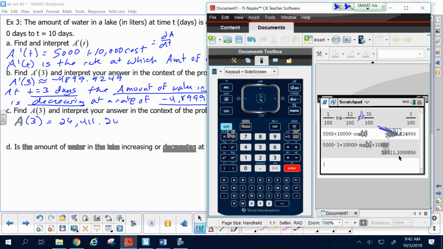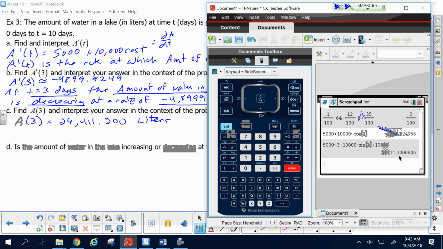Okay, so record A of 3, 26,411.200. What are the units on that number? Liters. Now, is this a rate or what is A? Use the guide. The amount of water in the lake at time t is. So is it liters, days, liters per day? What? Liters. It's just in liters. All right. A word or abbreviation is acceptable.